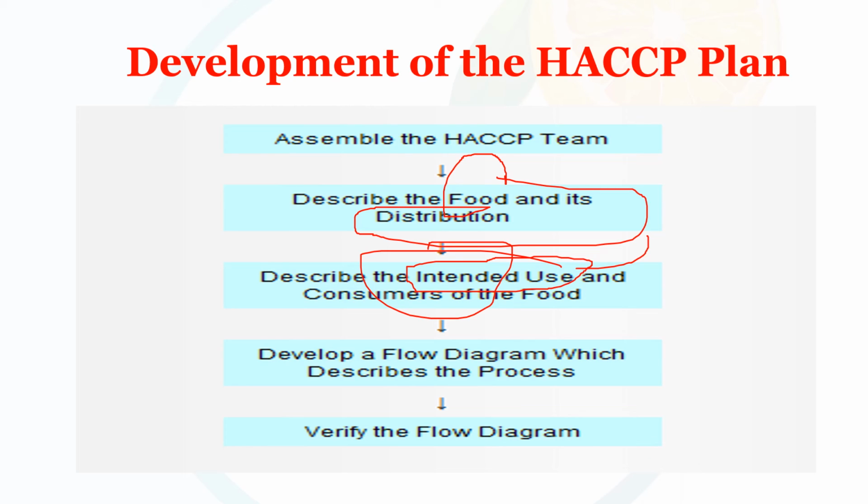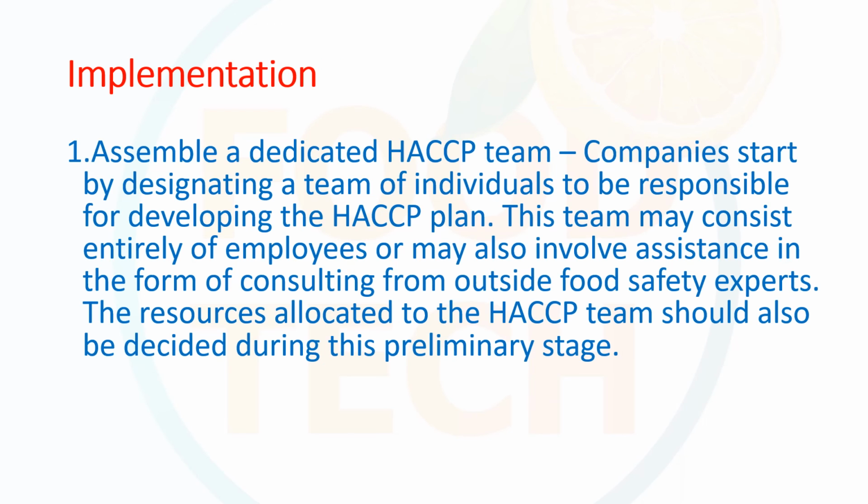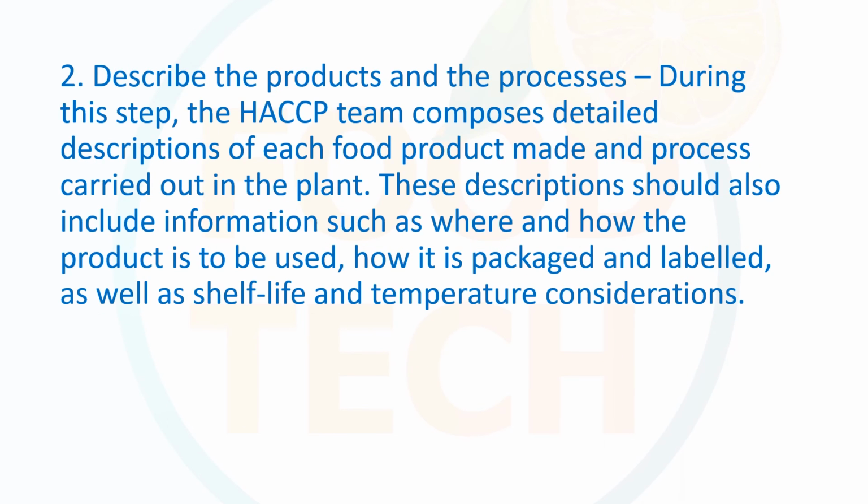Then a flow diagram is made, including all the processes related to manufacturing of the toffee, and then the flow diagram is verified. Here I have told about implementation, how the HACCP team is formed. It consists of food safety experts, assistants, and all. And the HACCP team should also be decided during the preliminary stage.